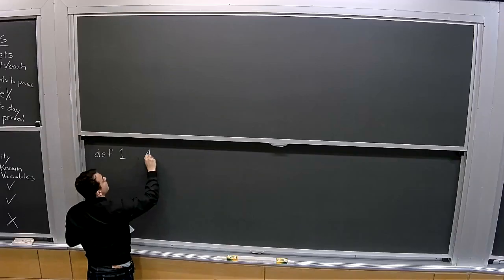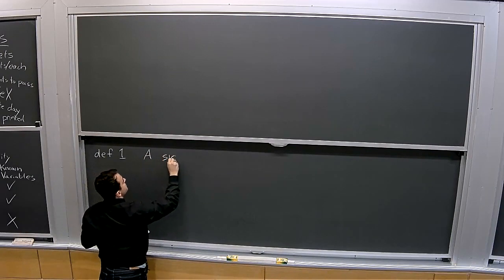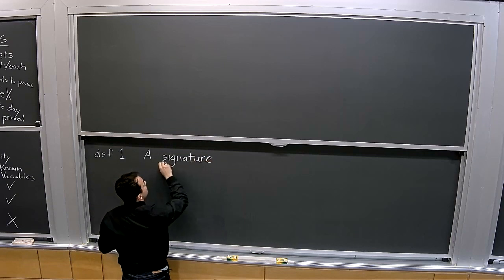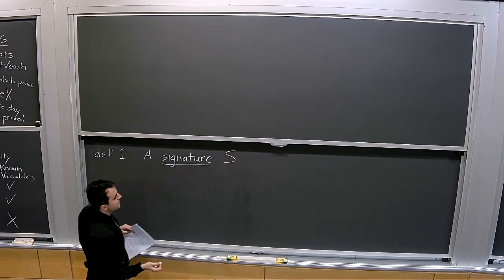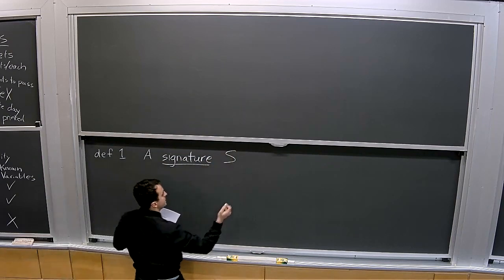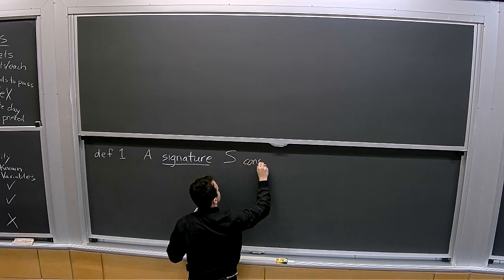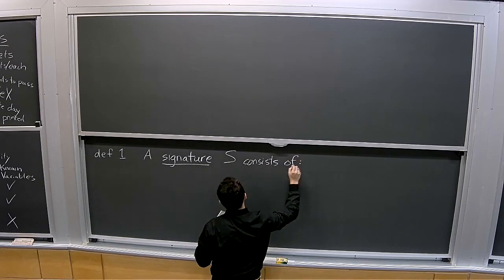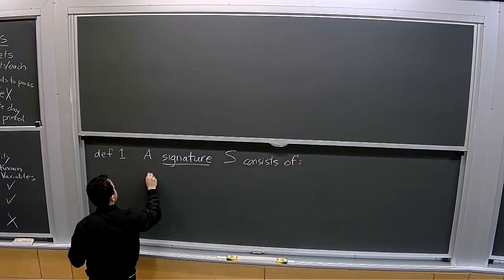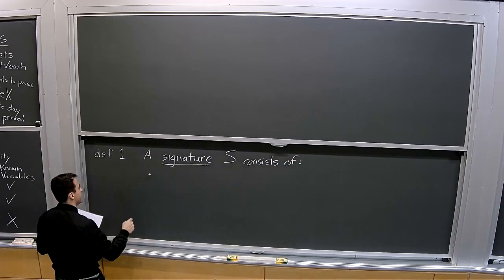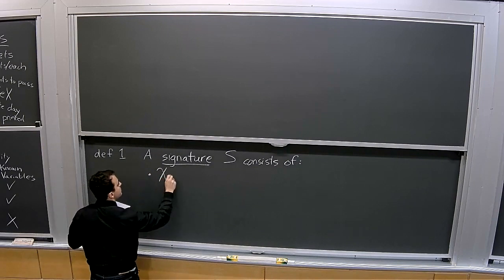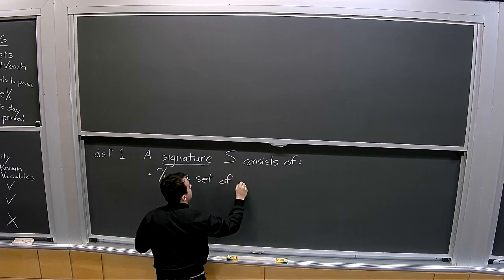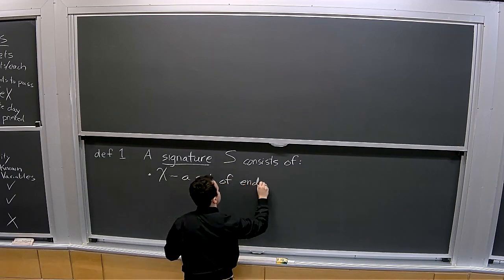So we're going to have this tuple that's called a signature. We're going to denote it as this calligraphic S. And that consists of 3 items. So first, we're going to have a set X of what we're going to call the endogenous variables of the system.